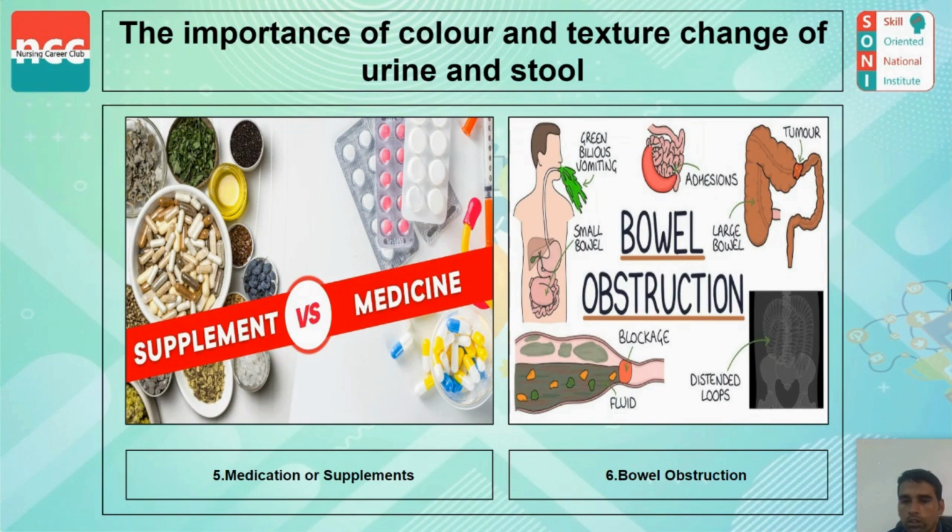Now we will talk about bowel obstruction. Bowel obstruction is such a thing that it is related to our body. When we vomit or defecate something from our body, the situation of bowel obstruction creates: green bilious vomiting, small bowel, adhesion, tumor, large bowel, blockage, fluid, distended loops. This is all about bowel obstruction.